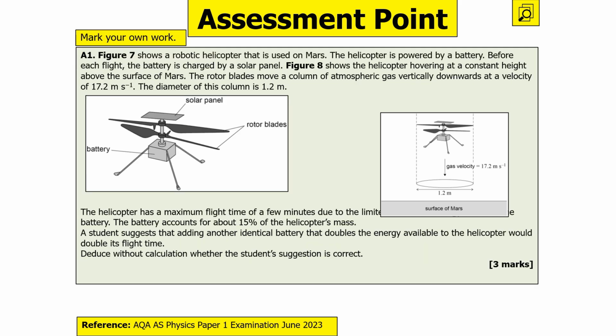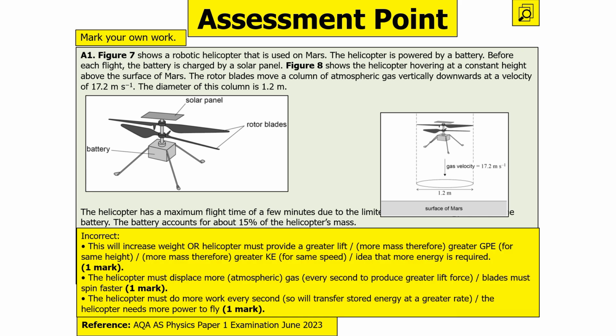Right, so it is incorrect because this will increase the weight, so the helicopter has to have a greater lift to get off the ground. Therefore a greater gravitational potential energy would be needed for the same height, or you could say you would need a greater kinetic energy for the same speed. So ultimately you need more energy.